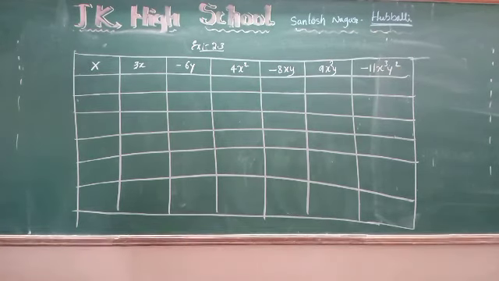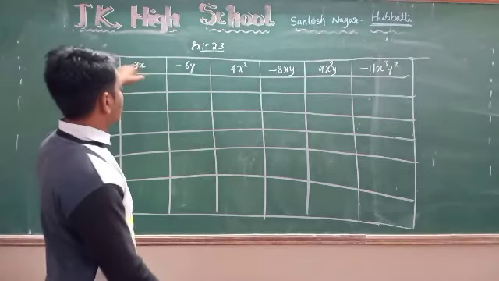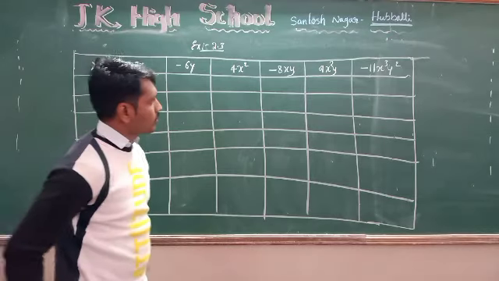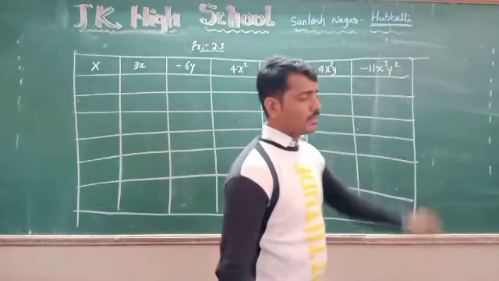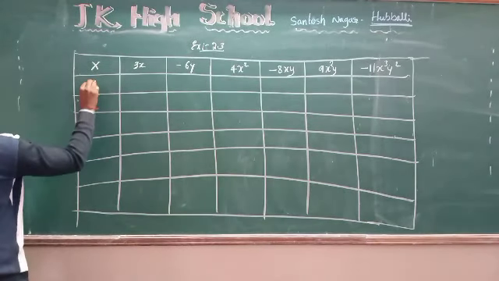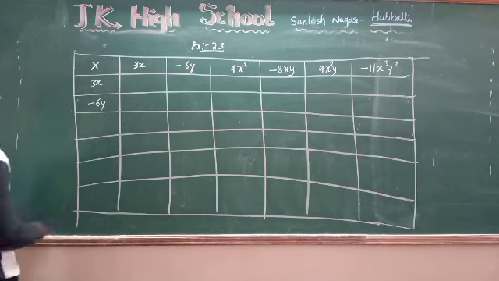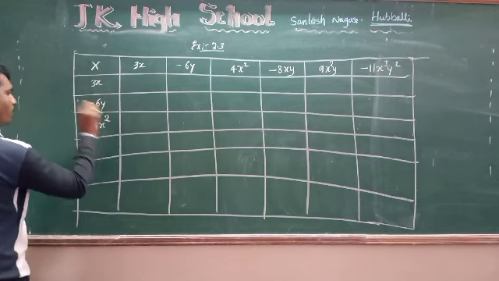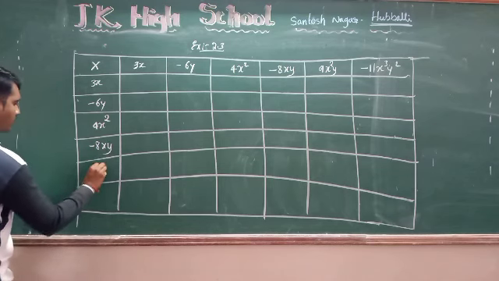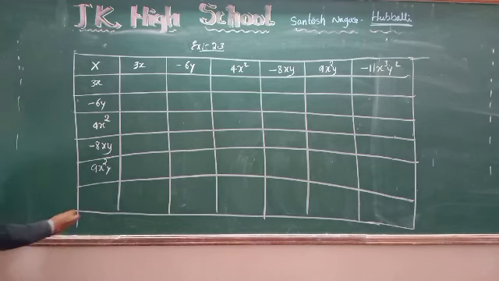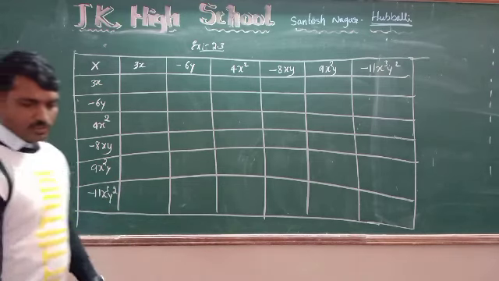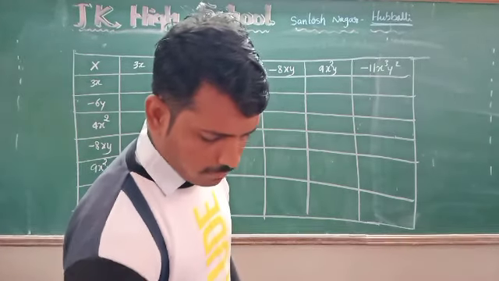So the products between two monomials. These all are monomials. 3x is a monomial, minus 6y is a monomial, 4x squared is a monomial, minus 8xy is a monomial, 9x squared y is also a monomial, then minus 11x cubed y squared is also a monomial. So the same terms we will take in the column, meaning in rows: 3x, minus 6y, 4x squared, minus 8xy, 9x squared y, minus 11x cubed y squared. Okay children, so let us do the multiplication.